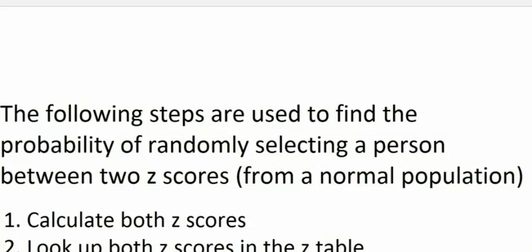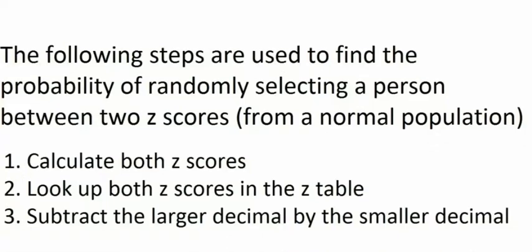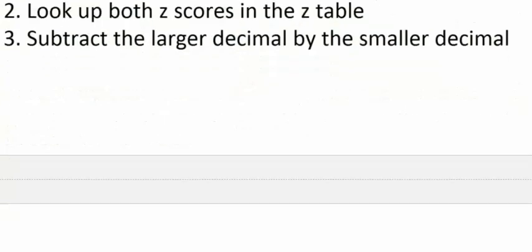Now let's solve the third type of problem, in which we want to know the probability of randomly selecting an individual between two z-scores. So we follow 3 different steps. We have to calculate 2 z-scores, look up both z-scores in the z-table, which gives us 2 answers. Then we subtract the larger answer by the smaller answer. So let's do an example of this.